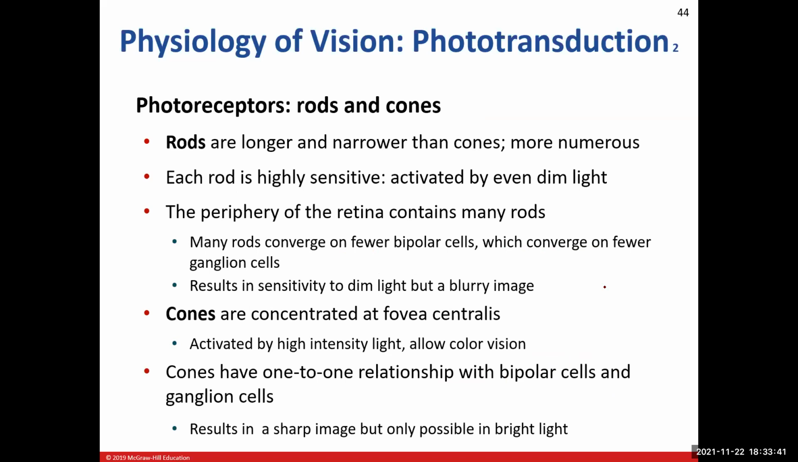So let's talk about the two different types of photoreceptors. We have our rods and our cones. The rods are going to be much more abundant than the cones. But the thing about rods is they are very sensitive to light. So much so that they work very well in dim light. So this is like your night vision.